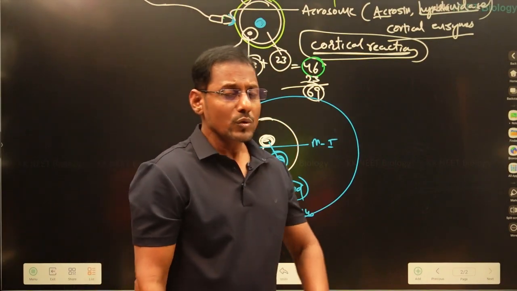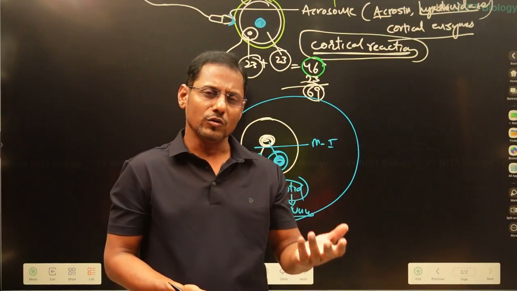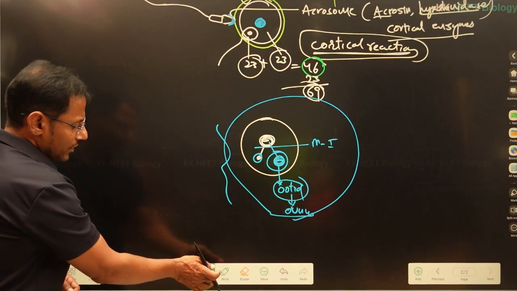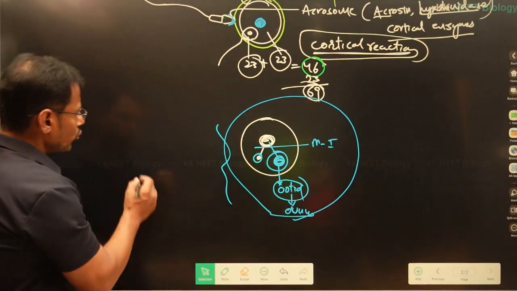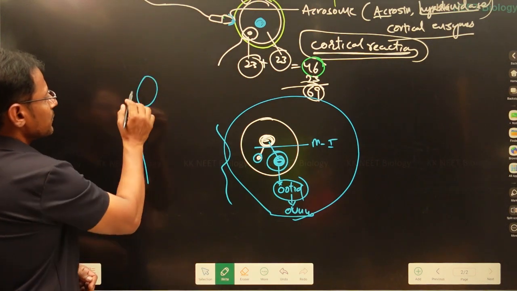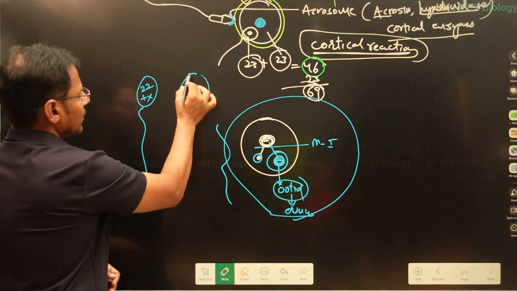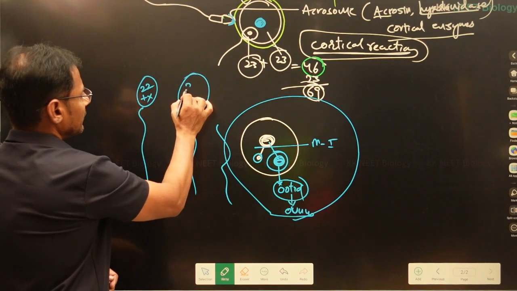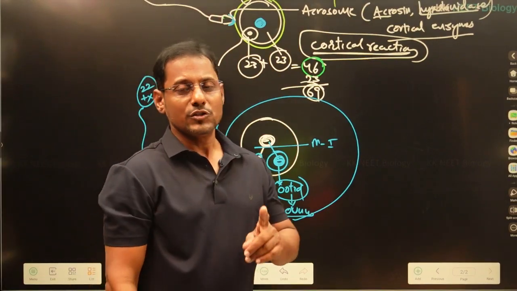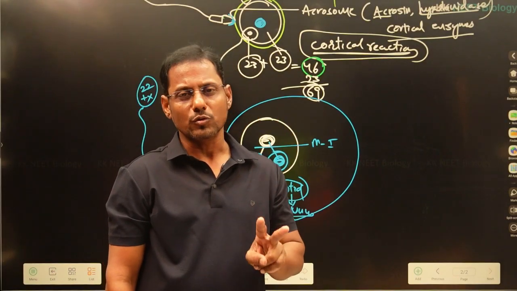So who decides the sex of the baby, the mother or the father? We know that the father decides the sex of the baby, right? Ultimately the father is going to release two kinds of sperms. 50% of the sperms contain 22 plus X chromosome, and 50% of the sperms contain 22 plus Y chromosome. So the male releases two kinds of sperms. Mind it, they release two kinds of sperms.